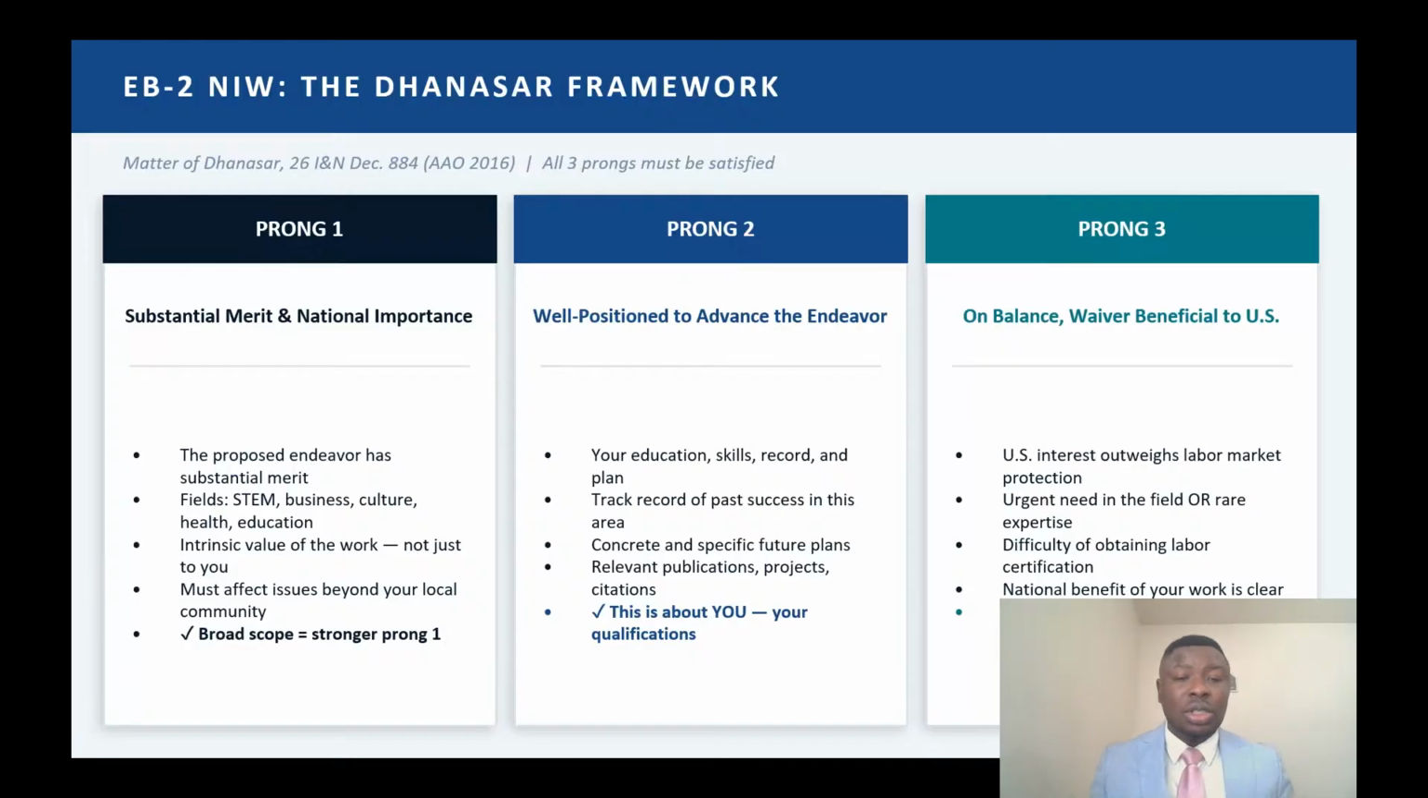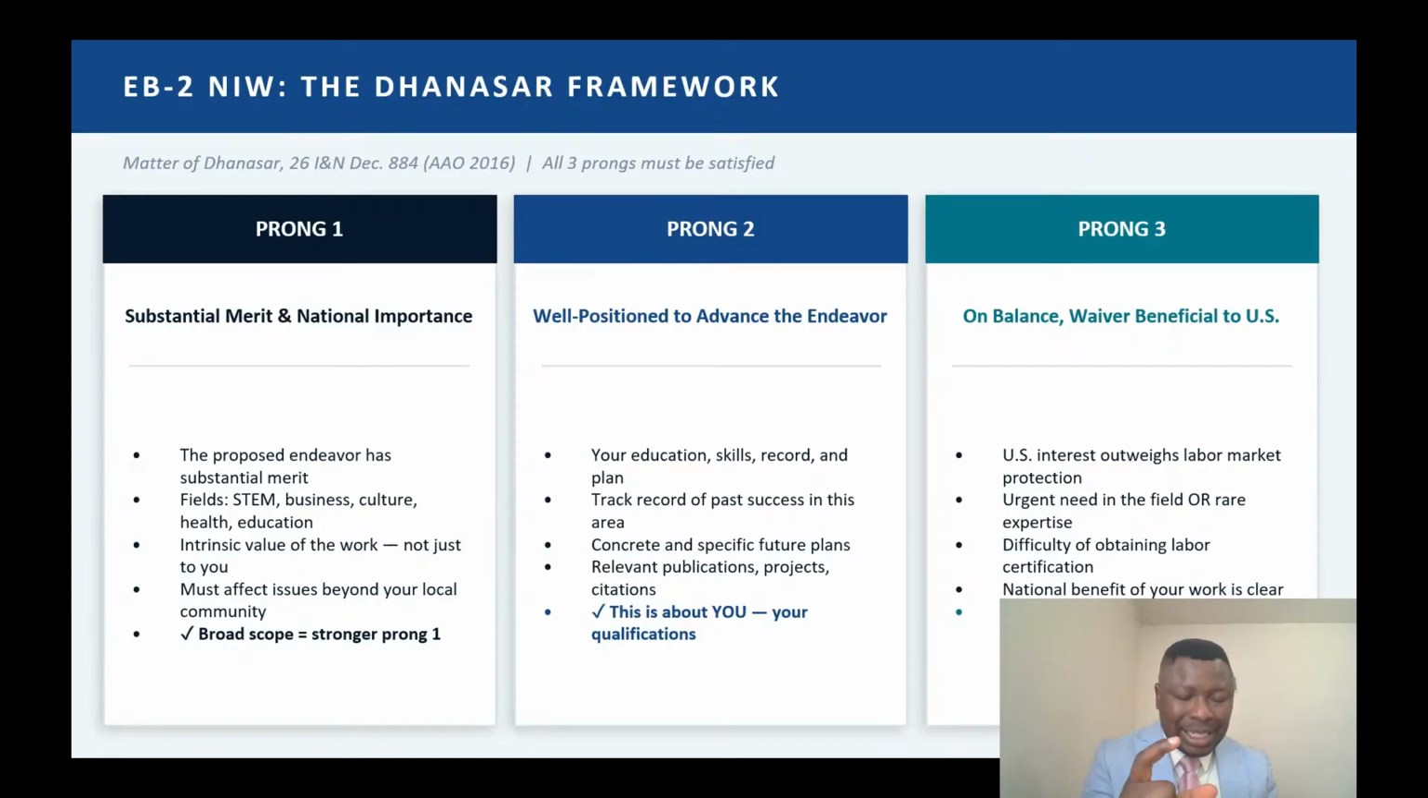So for as far as EB1 is concerned, you want to show that you have risen to the very top of your field. You can rise to the very top of your field without having a PhD. You can rise to the very top of your field without having a master's. I've seen people with a bachelor's degree who have gotten EB1A approved. I've helped several people with a bachelor's degree get EB1A approved. So there is nowhere in the regulation that says that you must have a bachelor's degree, a master's degree. That is for EB1. Now we're talking about EB2.